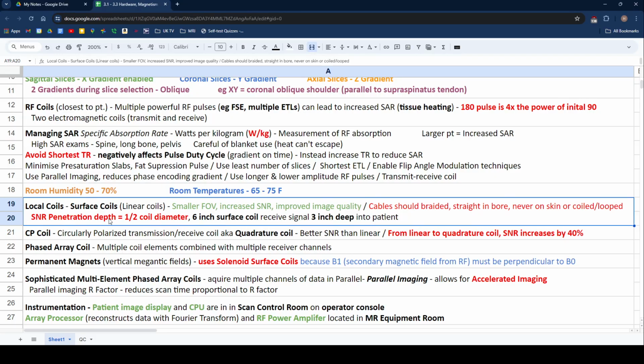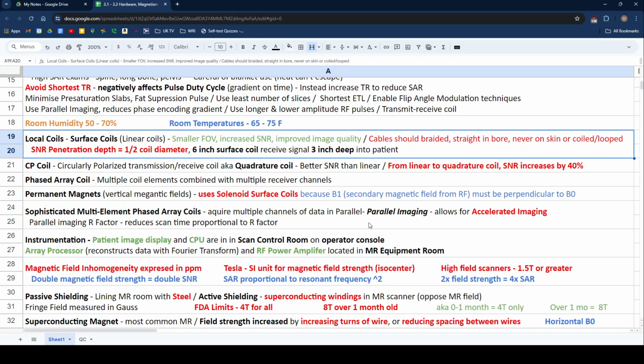SNR penetration depth is half of the coil diameter. So a 6-inch surface coil can receive signal 3 inches deep into the patient. CP coil, circularly polarized transmit or receive coil, aka quadrature coil, has better SNR than linear. From a linear coil to a quadrature coil, your SNR is going to increase by 40%.